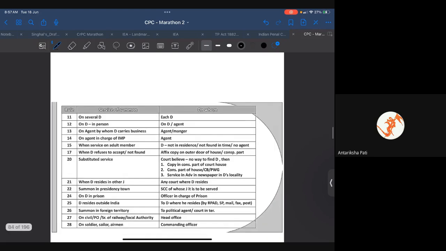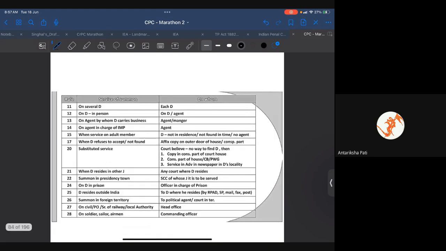Where the defendant resides in another jurisdiction, the summons can be served through any court where the defendant resides. For summons in presidency towns, it is served through the small causes court of whose jurisdiction it falls. If the defendant is in prison, then to the officer in charge of the prison. If the defendant resides outside India, then to the defendant where he resides. If the summons is in foreign territory, then to the political agent or court in that territory.